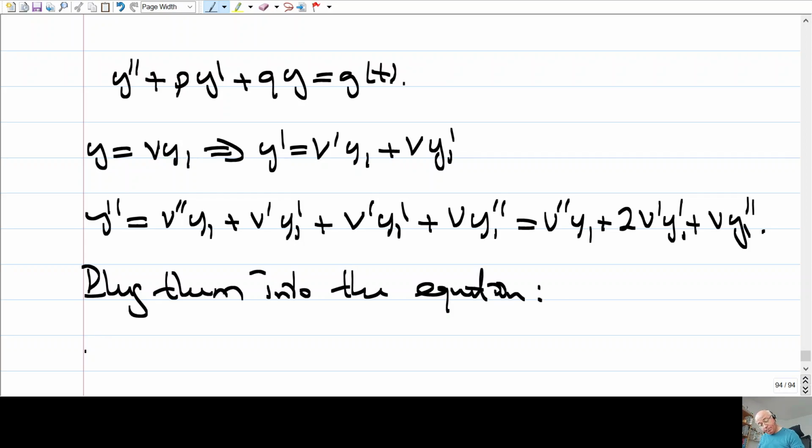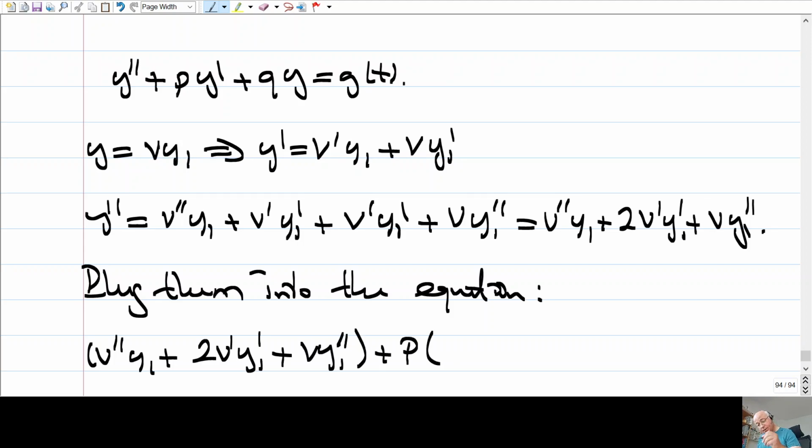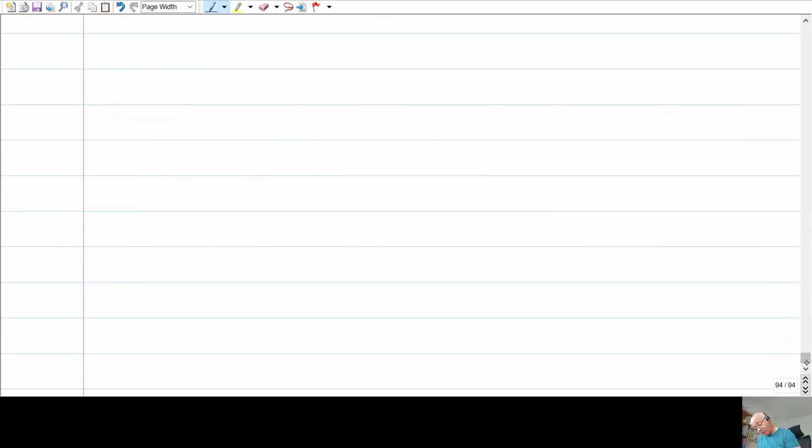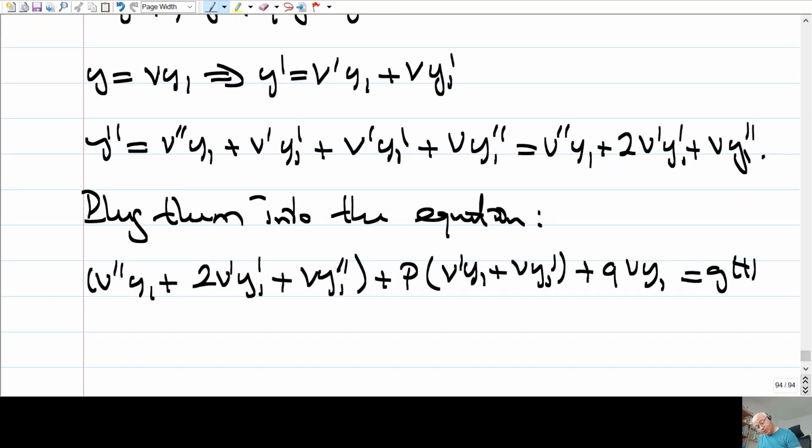So y double prime is v double prime y1 plus 2v prime y1 prime plus v times y1 double prime, plus p times y prime, which is v prime y1 plus v times y1 prime, plus q times y. Well, y is just v times y1, equals g(t). So from this we get what? Let me collect the y1 terms on one side.